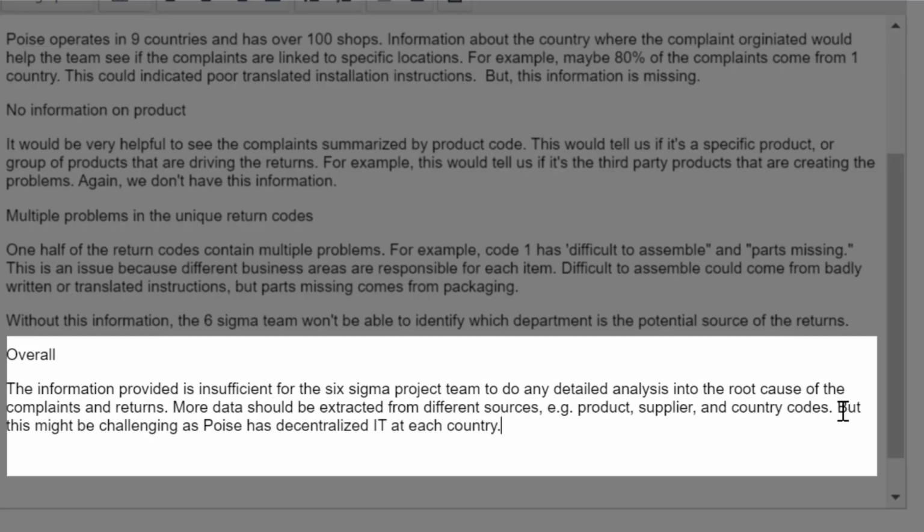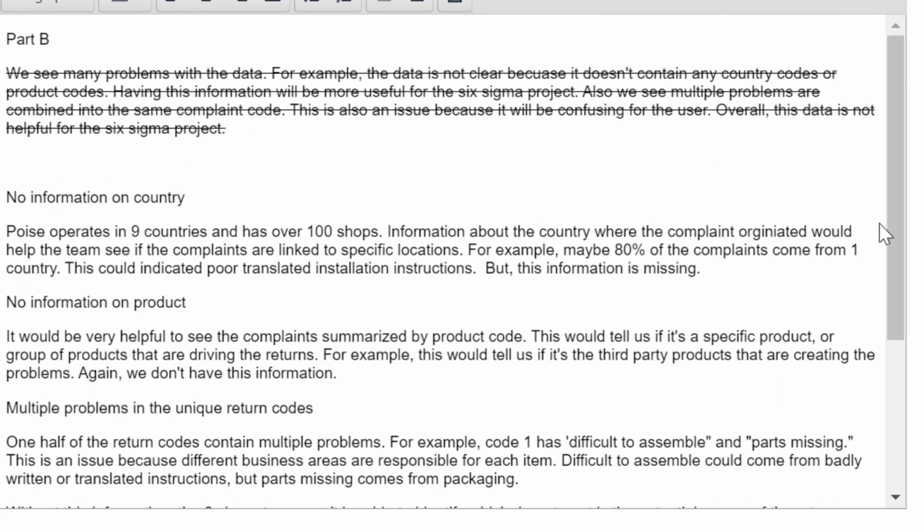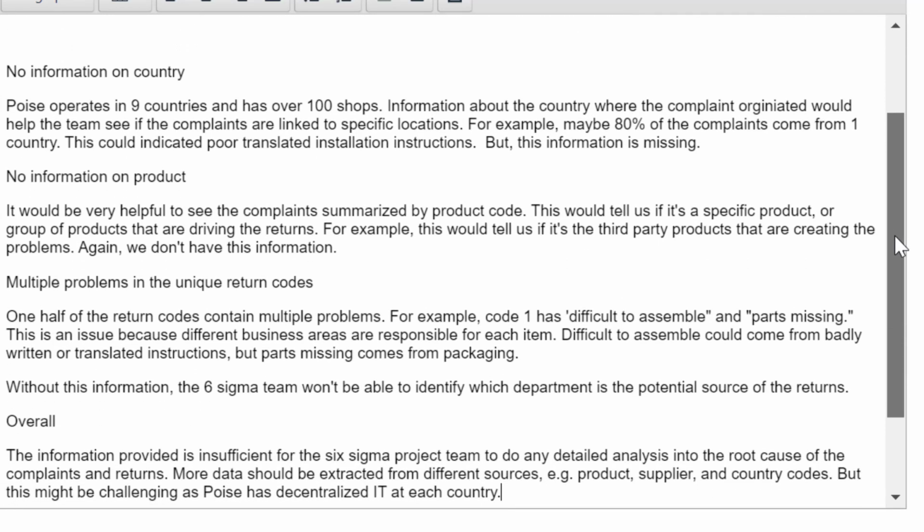Overall, the information provided is insufficient for the Six Sigma project team to do any detailed analysis into the root cause of the complaints and returns. More data should be extracted from different sources, e.g. product, supplier, and country codes, but this might be challenging as Poissy has decentralized IT at each country. That's another point that I found in the first 2 exhibits. Team, there you have it. We took a bad answer and we turned it into a good answer.